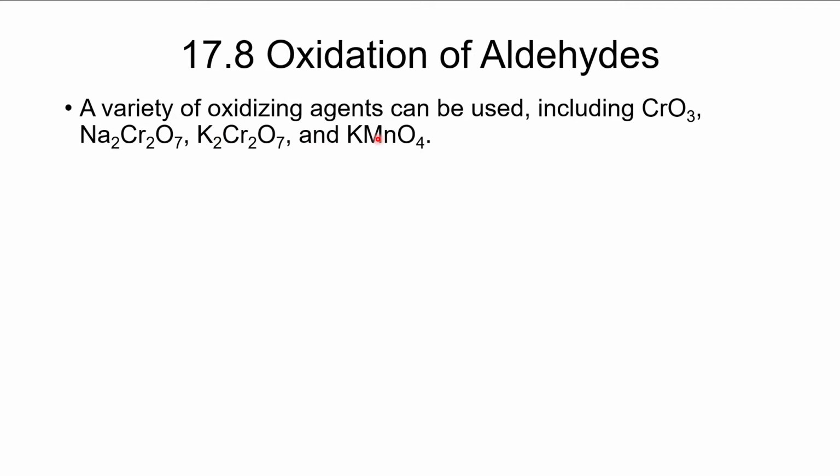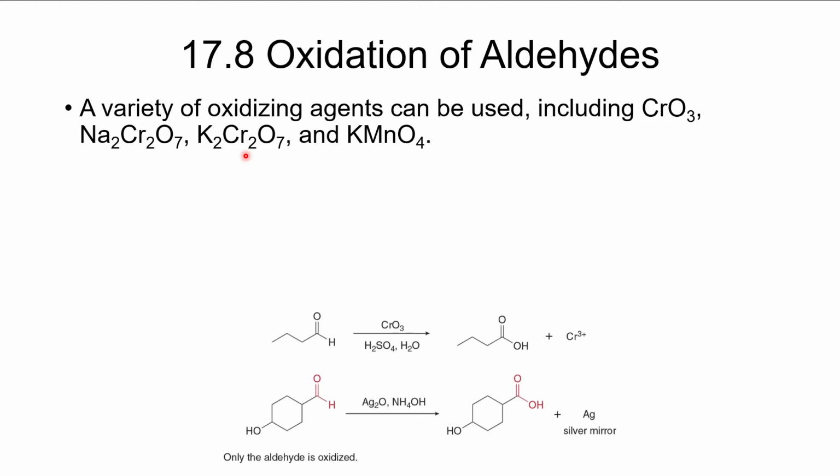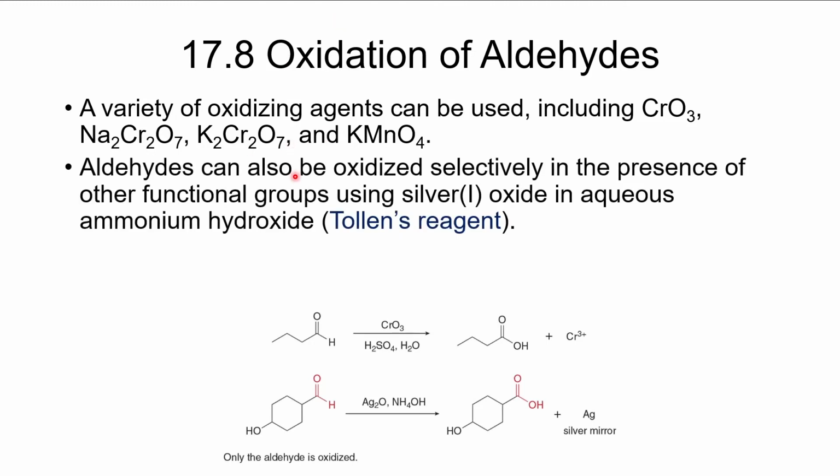We also, under the right conditions, can use potassium permanganate, which is a significantly less toxic way of doing the same thing. But we have another way of oxidizing aldehydes that is actually quite clever, and it will oxidize aldehydes but leave other functional groups like alcohols alone. And so that is going to be the Tollen's reagent. And it's simply where we use silver 1 oxide in ammonium hydroxide solution, aqueous ammonium hydroxide solution.